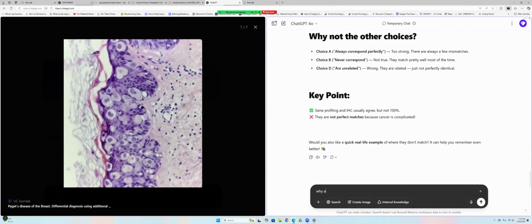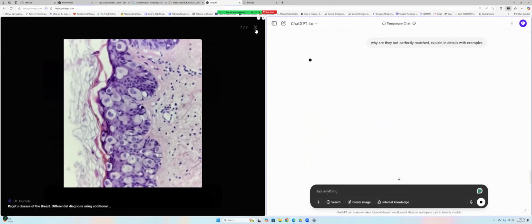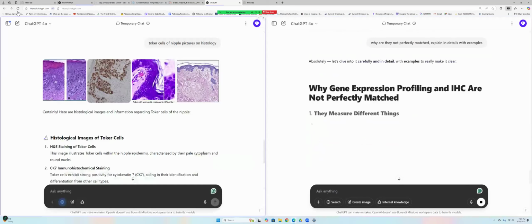Why are they not? What is the profile of HER2 enriched? HER2 enriched means it's HER2 positive, ER negative, and I think it could also be PR negative too. And Ki67. ER negative, but Ki67 and HER2 positive. Okay.